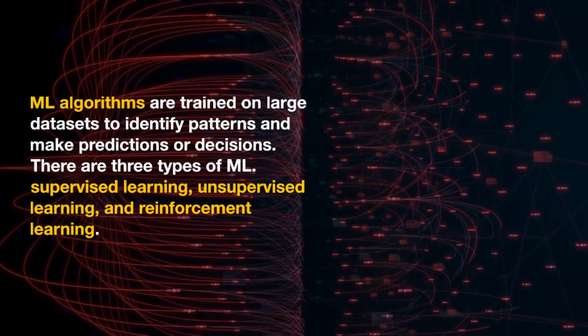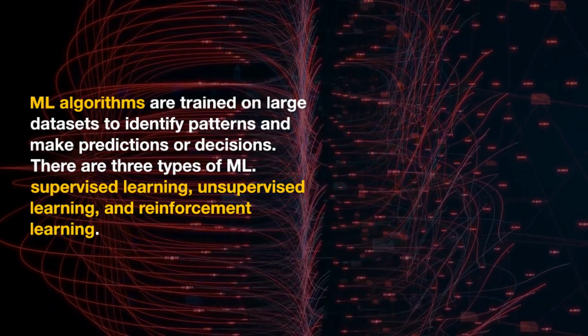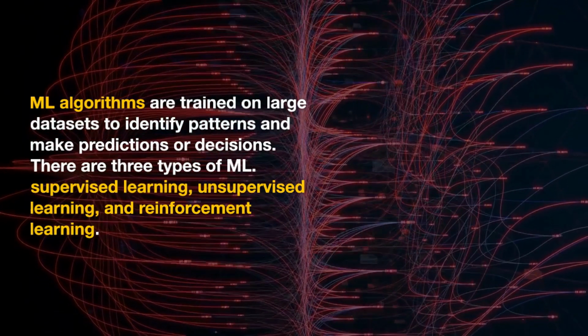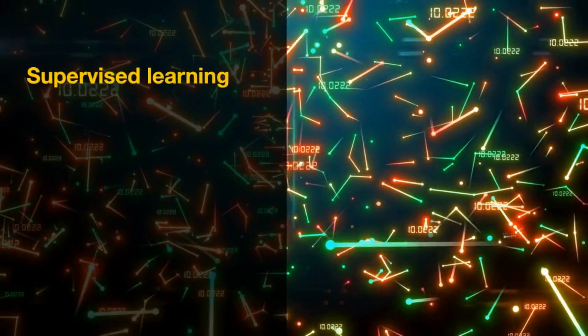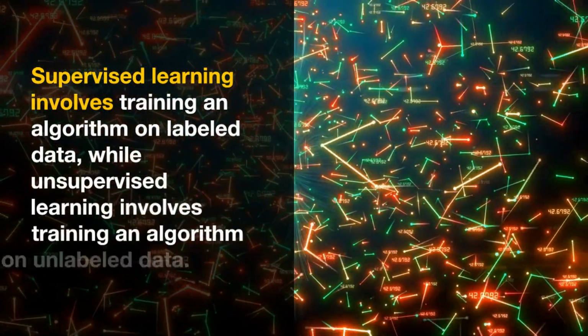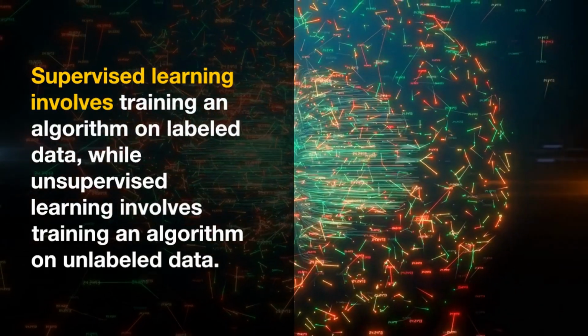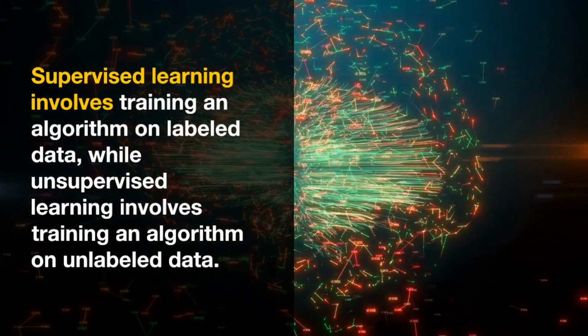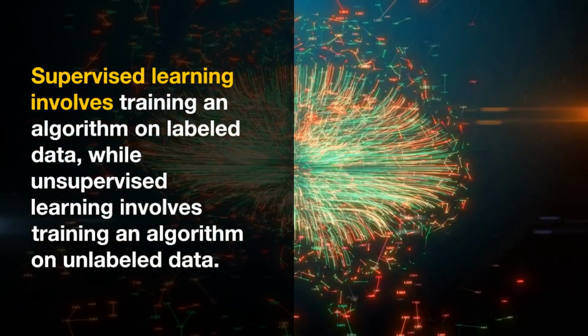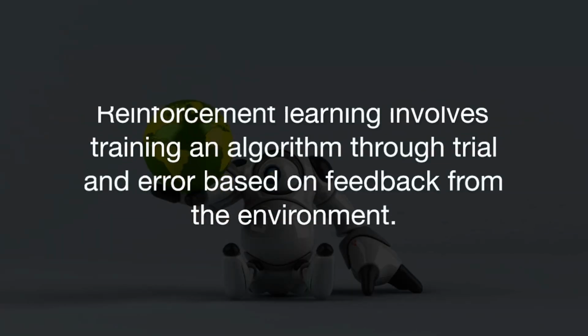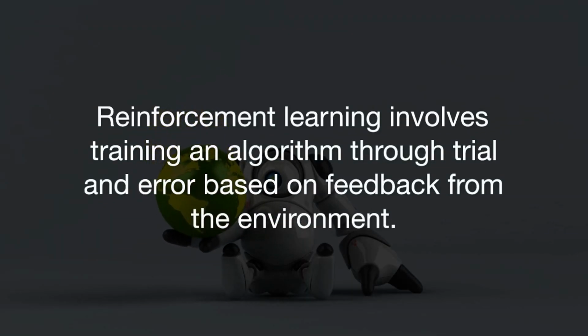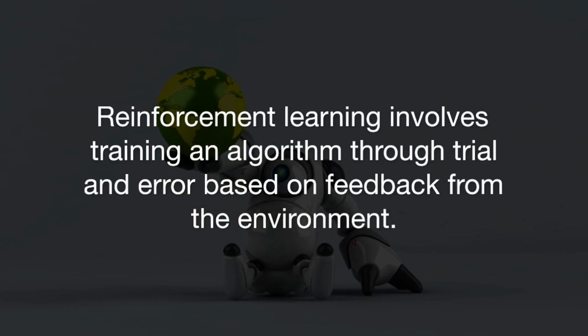There are three types of ML: supervised learning, unsupervised learning, and reinforcement learning. Supervised learning involves training an algorithm on labeled data, while unsupervised learning involves training an algorithm on unlabeled data. Reinforcement learning involves training an algorithm through trial and error based on feedback from the environment.